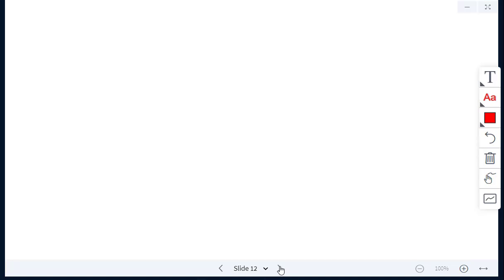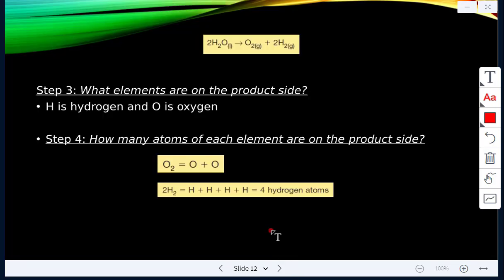Now let's look at step 3. What elements are on the product side? It's still O and H. H is hydrogen, O is oxygen. Now we're going to count the number of atoms on the product side. So O has a subscript of 2. That means there's 2 oxygen atoms. Hydrogen has a subscript of 2 and a coefficient of 2. That means there's 4 hydrogen atoms. So again, you can multiply 2 times 2, which gives me the 4 hydrogen atoms.